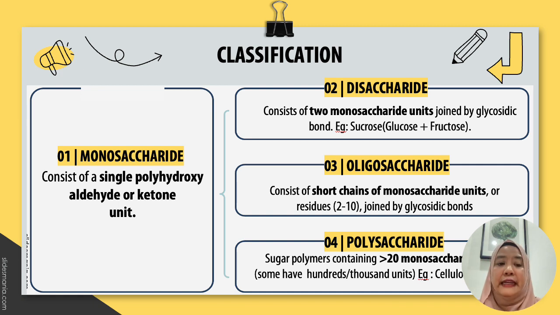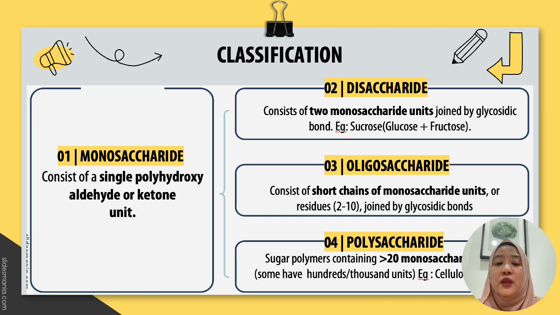So monosaccharide consists of one sugar, a single polyhydroxyaldehyde or ketone unit. It is a monomer, and it is the basic unit to form big structures such as disaccharide, oligosaccharide, and polysaccharide. So that's the basic unit, your monosaccharides. Then you've got your disaccharides, which means that it's two sugars combined or two monosaccharide units combined, and it's linked by a glycosidic bond. An example of a disaccharide is sucrose, which is a combination of glucose and fructose.